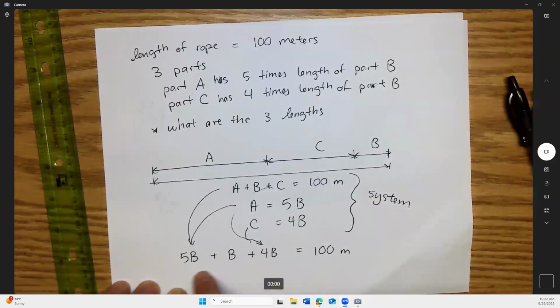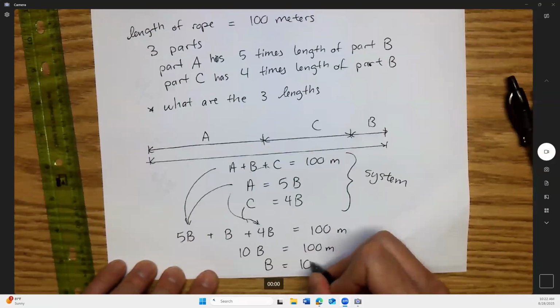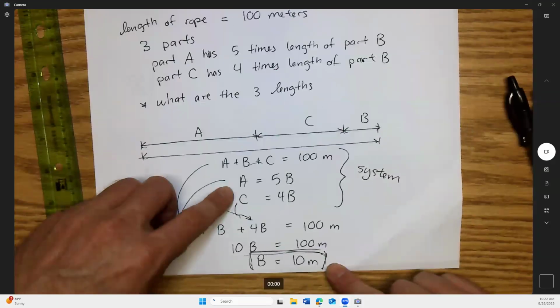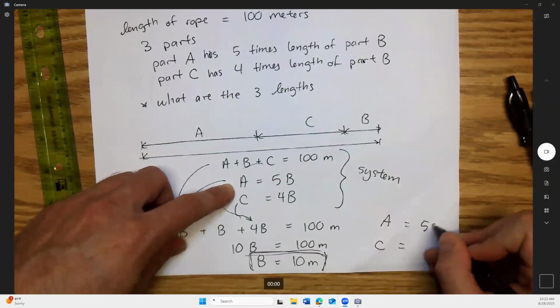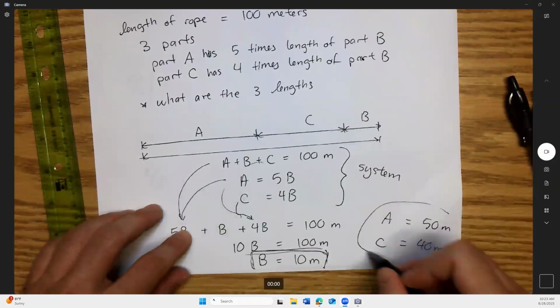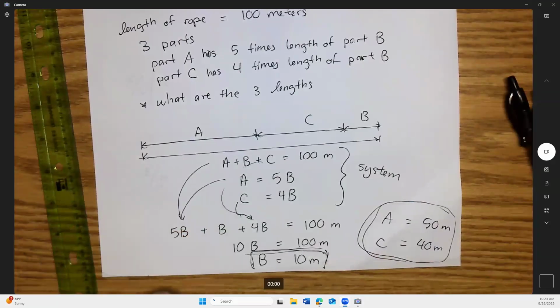How many B's does this add up to? 10. So 10 B's adds up to 100 meters. So what is B equal to? 10 meters. Okay, so that's one of the lengths of the rope. Now, guys, if B is 10 meters, then what is A and what is C? Yeah, 50 meters and 40 meters. Because 5 times and 4 times. So there you go. There's all three lengths of rope. 10, 50, and 40.